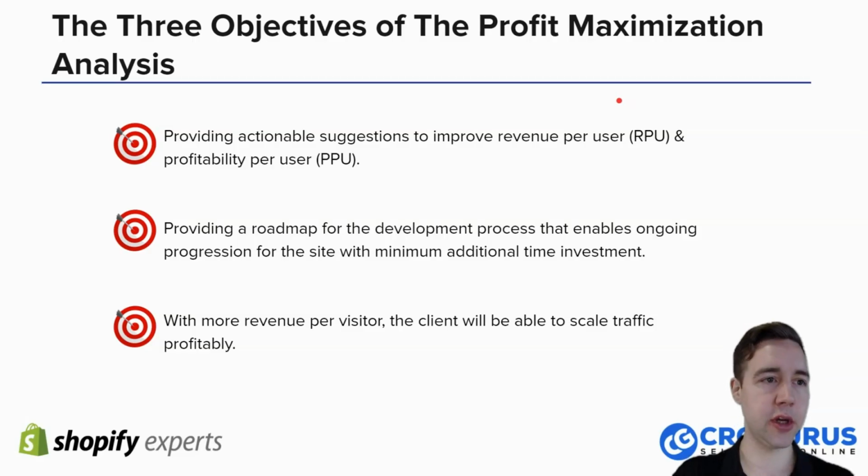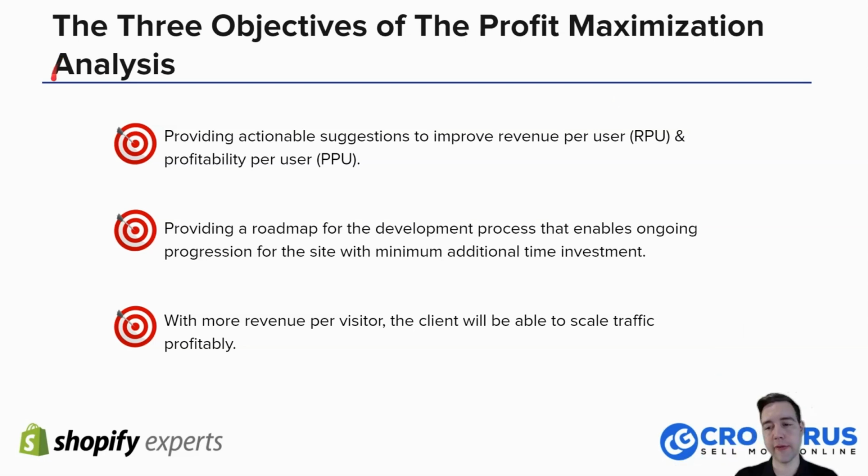There are 3 key objectives we have for any profit maximization analysis. This might be slightly different, but they tend to be pretty universal. Every e-commerce store wants to scale their traffic, and to do that, you need to be able to buy more traffic to be more competitive on that part. However, in order to buy more traffic, you will need to increase your revenue per user and profitability per user. Not necessarily both, but at least profitability per user.